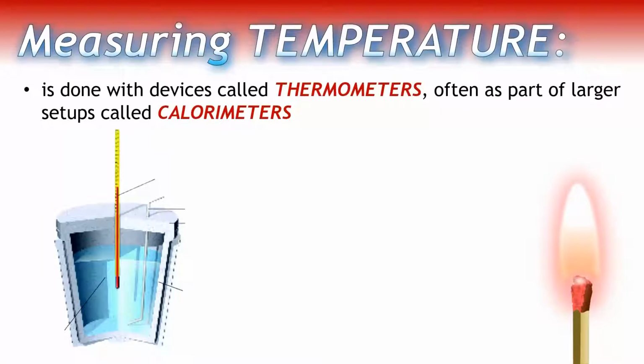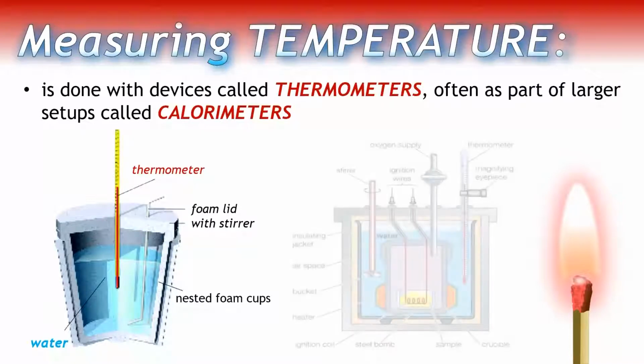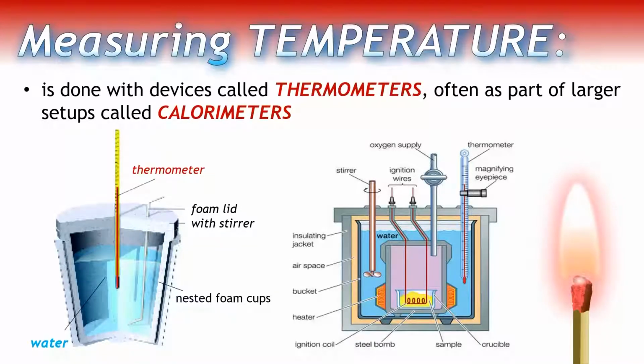Now, temperature itself is measured with devices called thermometers, which are often part of larger setups called calorimeters. A simple calorimeter might consist of a couple of styrofoam cups with a thermometer placed inside, and inside that some water. A more advanced calorimeter, like a bomb calorimeter, will have an electrical charge, and you'll actually blow up a sample of material, and you'll measure either the temperature change or perhaps the pressure change of some supply of oxygen. But in any case, thermometers are part of those setups used to measure temperature.